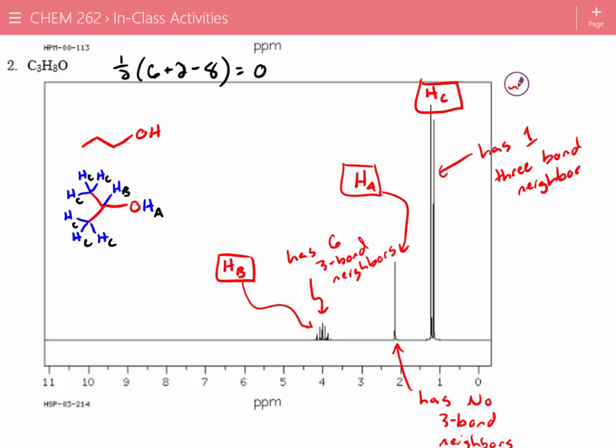Problem set number 2 is more challenging because I haven't given you any other spectral data. Normally, if I gave you something like this, I would give you a mass spec and an IR, like you had on your lab handout. So try to work through these this weekend.